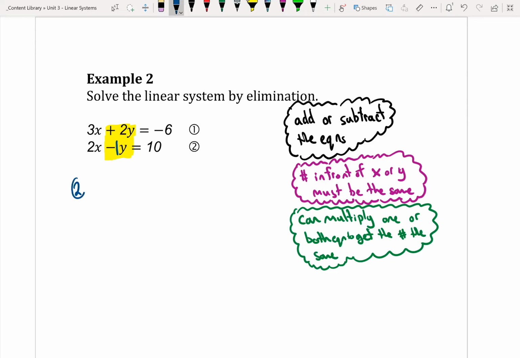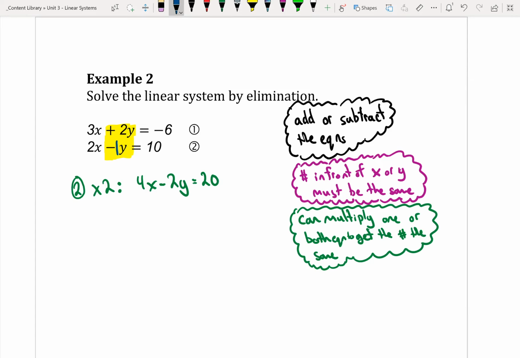So I'm going to take equation number 2 and multiply it by 2. Let's color code this to make it different, because this was what we talked about in green. So I need to change one equation. I'm going to take equation number 2 and multiply it by 2. So that means everything gets multiplied by 2. 2x multiplied by 2 is 4x minus 2y, because negative 1 times 2 is negative 2, equals 20.